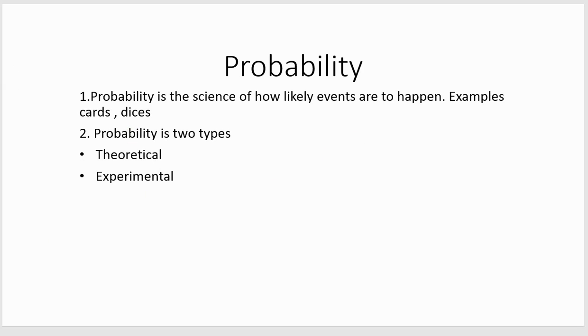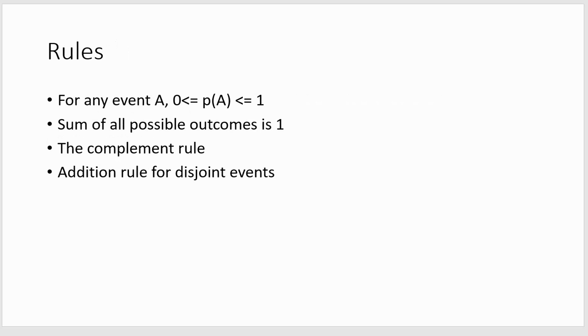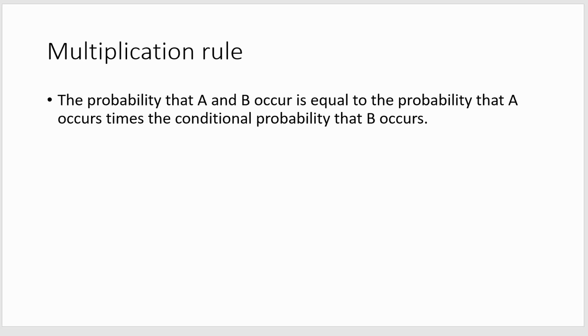Clearly understand about this: what is probability, types of probability, examples of probability, formula of probability, and rules of probability. There are mainly four rules. You can remember all these rules, including the addition rule and multiplication rule. Overall, I have explained the basic concepts of probability in this video.